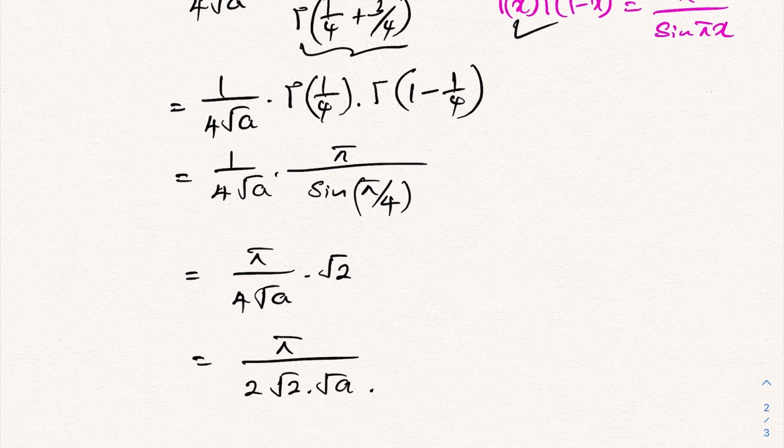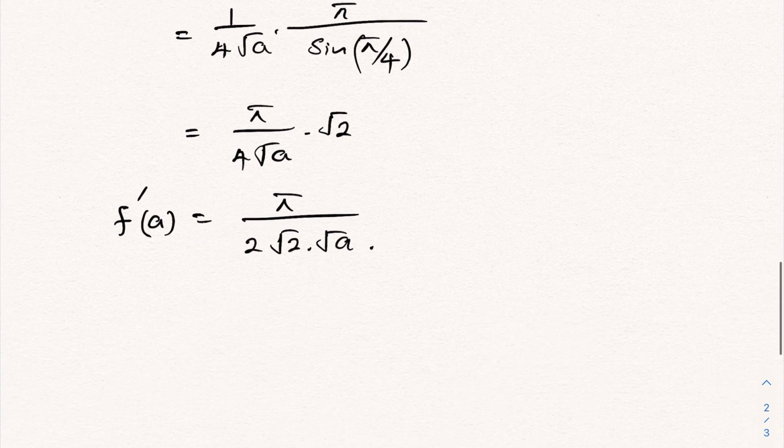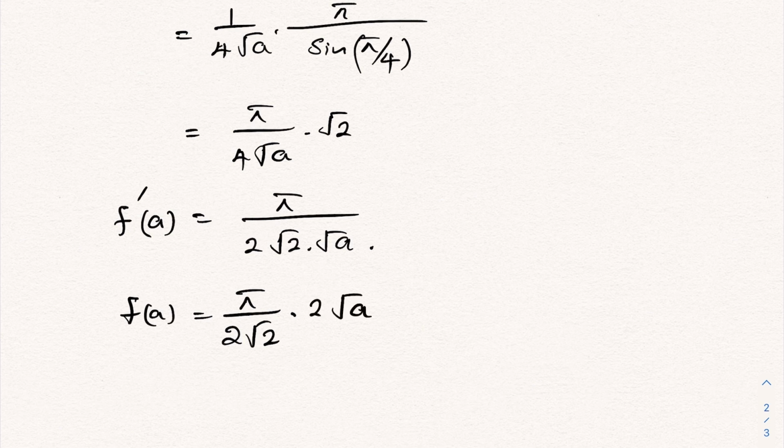Now we know this is equal to f dash of a. Then if we integrate, we have f of a is equal to pi over 2 times square root of 2 times the integration of 1 over square root of a, which we know is 2 times square root of a plus a constant. Now these two get cancelled.